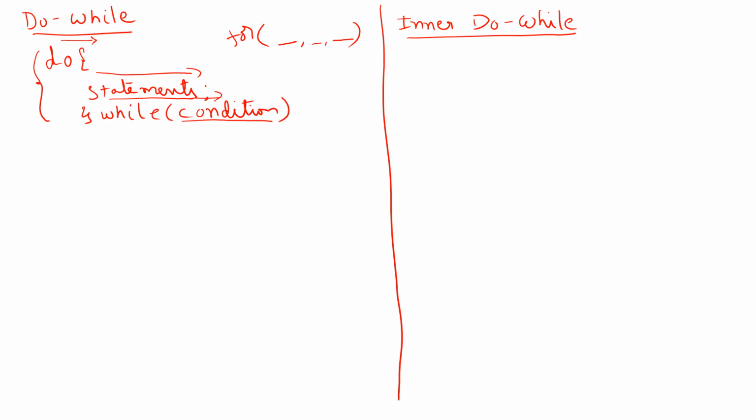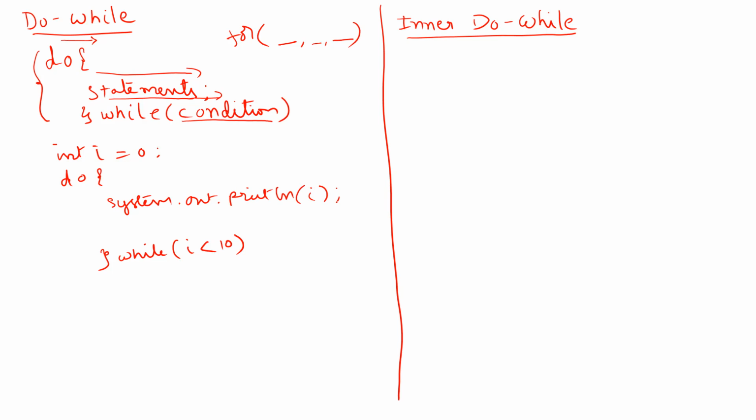Let us see an example. So let's say I am initializing a variable int i equals 0. Then I will write a do while loop here, and I will write the condition here, while i is less than 10, and within this I am printing the value of i. System.out.println(i). So here only I will increment this operator as well.